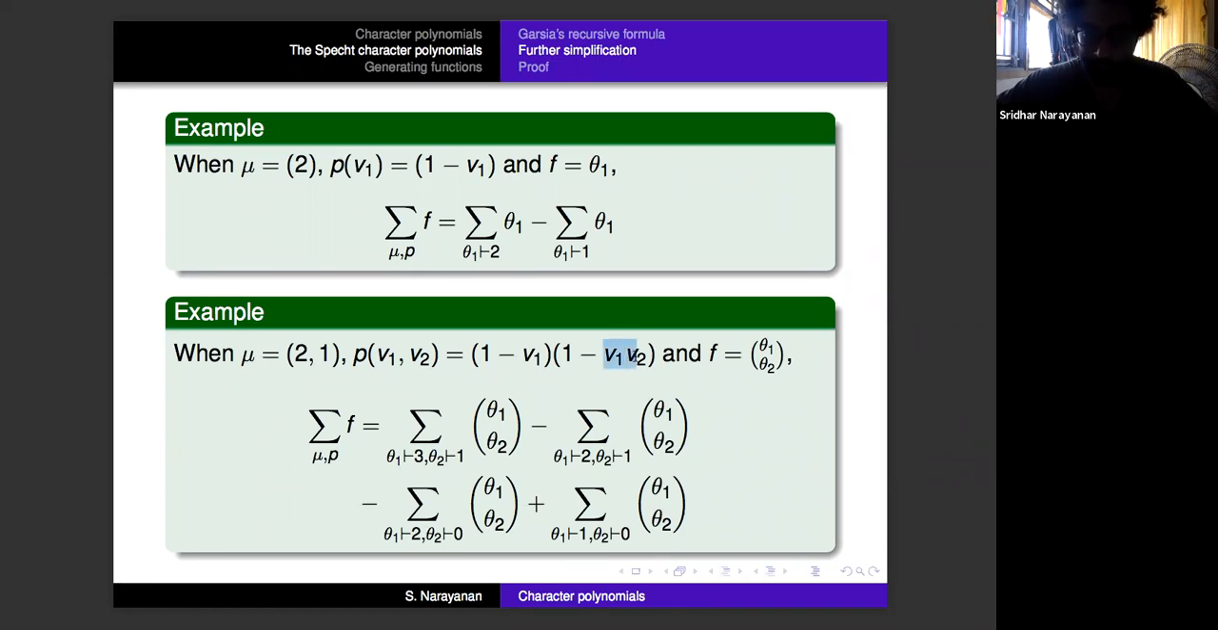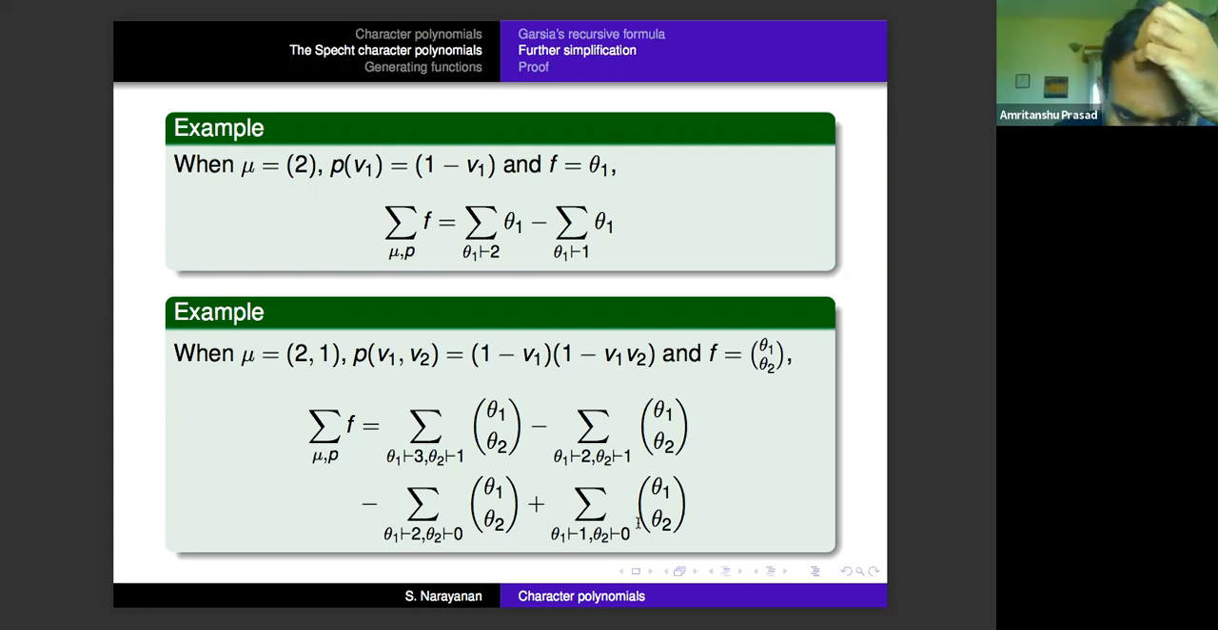Corresponding to the v1 v2 term. The v1 v2 term comes with a minus sign first of all, and it'll be theta 1 theta 2, 3 1 minus 1 1, which is 2 0, right? And then corresponding to the v1 squared v2 term, 3 1 minus 2 1, which will be 1 comma 0. So this will be 1 comma 0. Is that clear?